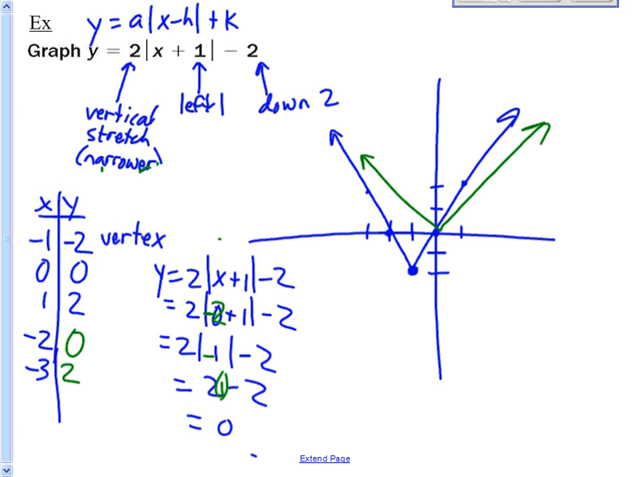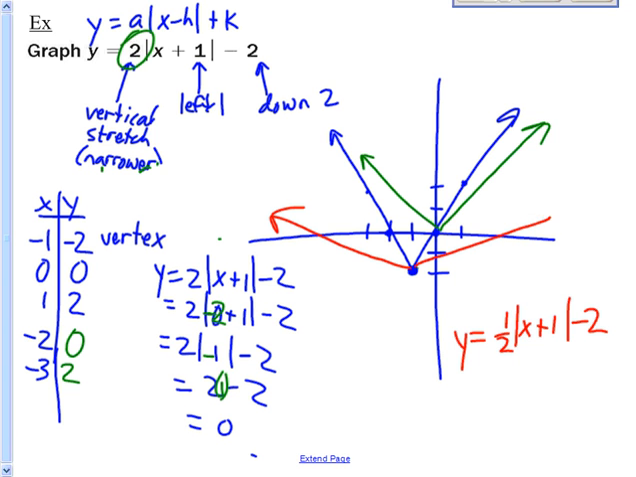Now remember, the original looked more like this. You see how the blue one is a little steeper? It's a little narrower. That's because of the 2 right there. If the absolute value of that number is bigger than 1, it's narrower. It's a vertical stretch, we call that. If it would have been something like a half, you could have plotted some points, but you would have seen something like this instead, a little wider, because the absolute value of that number is less than 1, greater than 0.